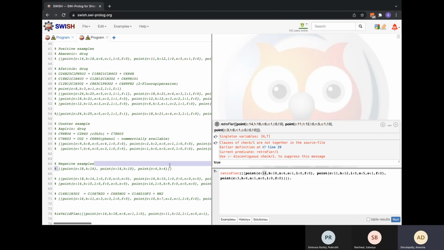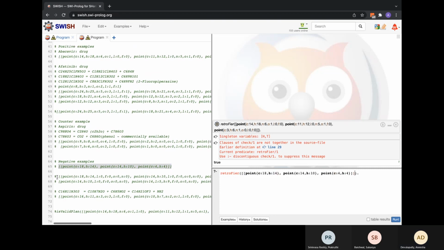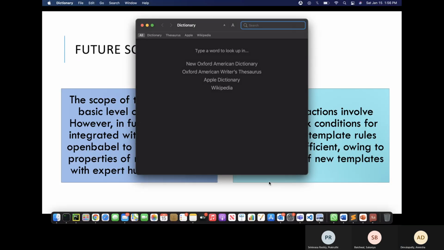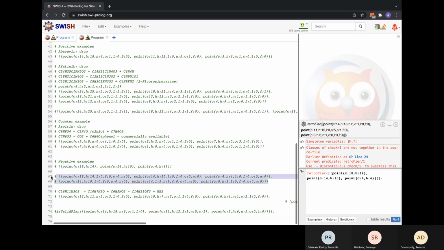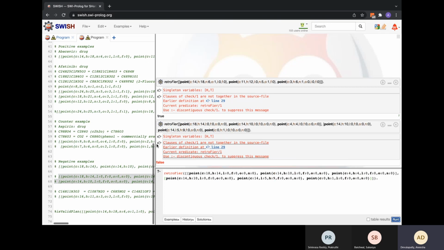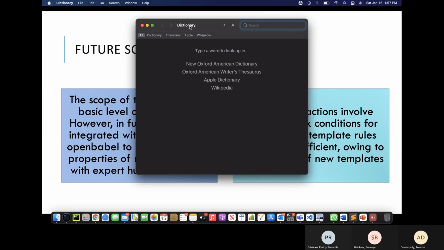Probably another example could be this one, which is not satisfied because the stoichiometry of the reaction has not been satisfied, and one of them is a toxic compound. That's it. Thank you.